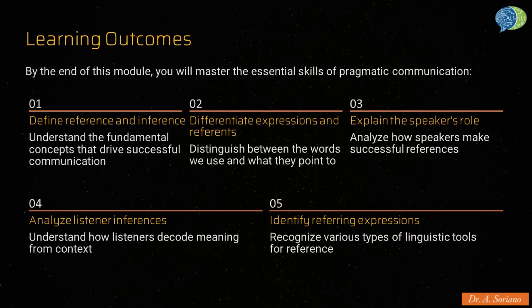First, we'll define reference and inference and understand the fundamental concepts that drive successful communication. Second, we'll clearly differentiate expressions and reference, the difference between the words we use and what they actually point to. Third, we'll analyze the speaker's role in making successful references. It's a lot more strategic than you think. Fourth, we'll shift our focus to analyze listener inferences, understanding how you, as a listener, decode meaning from context. And finally, we'll identify referring expressions and recognize the different linguistic tools we use for reference, like pronouns and proper nouns.